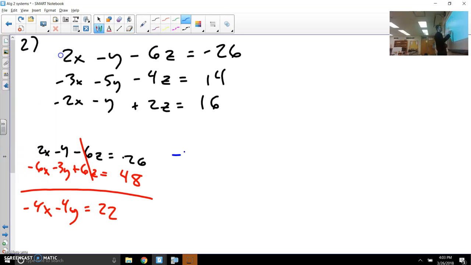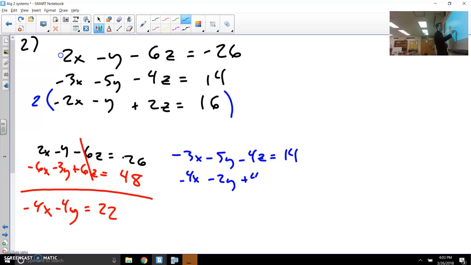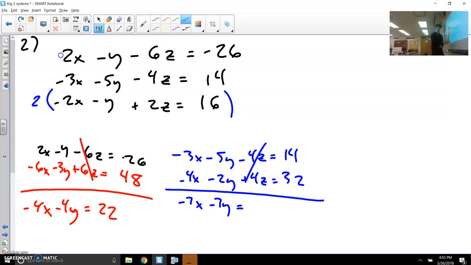So I'm going to write that second equation, negative 3x minus 5y minus 4z equals 14. And I think I'm going to use that same third equation. So you can reuse one of the equations, just not the same two. And if I want to get this to be a 4, if there's a negative 4 here, hopefully you're thinking about multiplying by 2. That gives me negative 4x, negative 2y, positive 4z, and 32. And so I'm going to add these together: negative 7x, negative 7y, and 46.